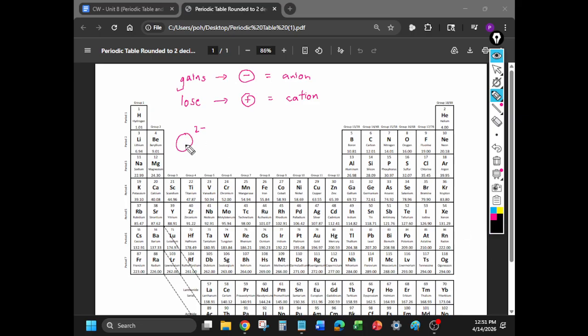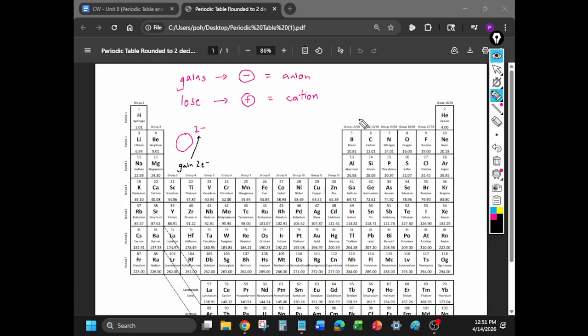And if you take a look right here, it's oxygen, right? But it has a 2 minus. What the 2 minus tells you is that it's going to gain 2 electrons. If it was 2 plus, that means it lost 2 electrons. But since it's 2 minus, that means it gained 2 electrons.